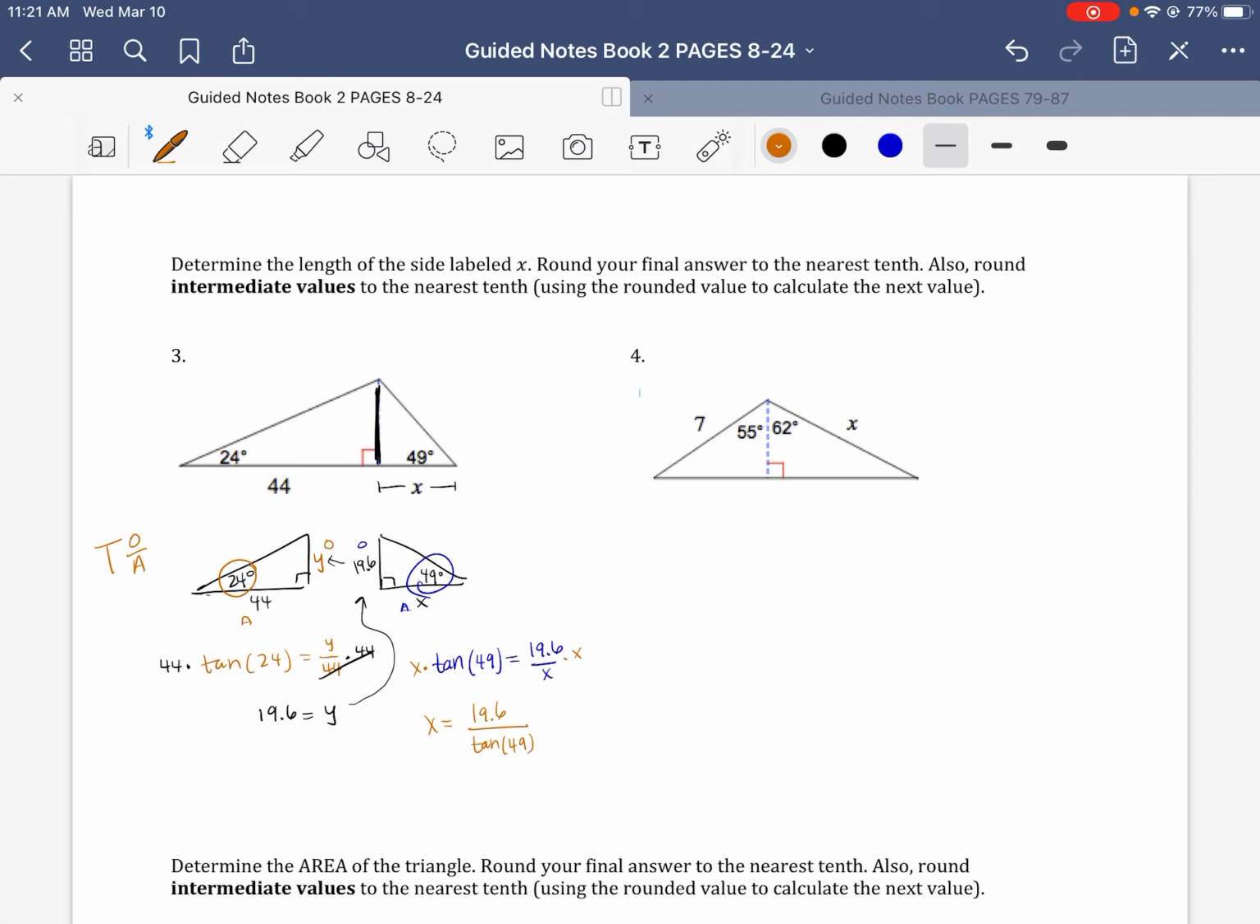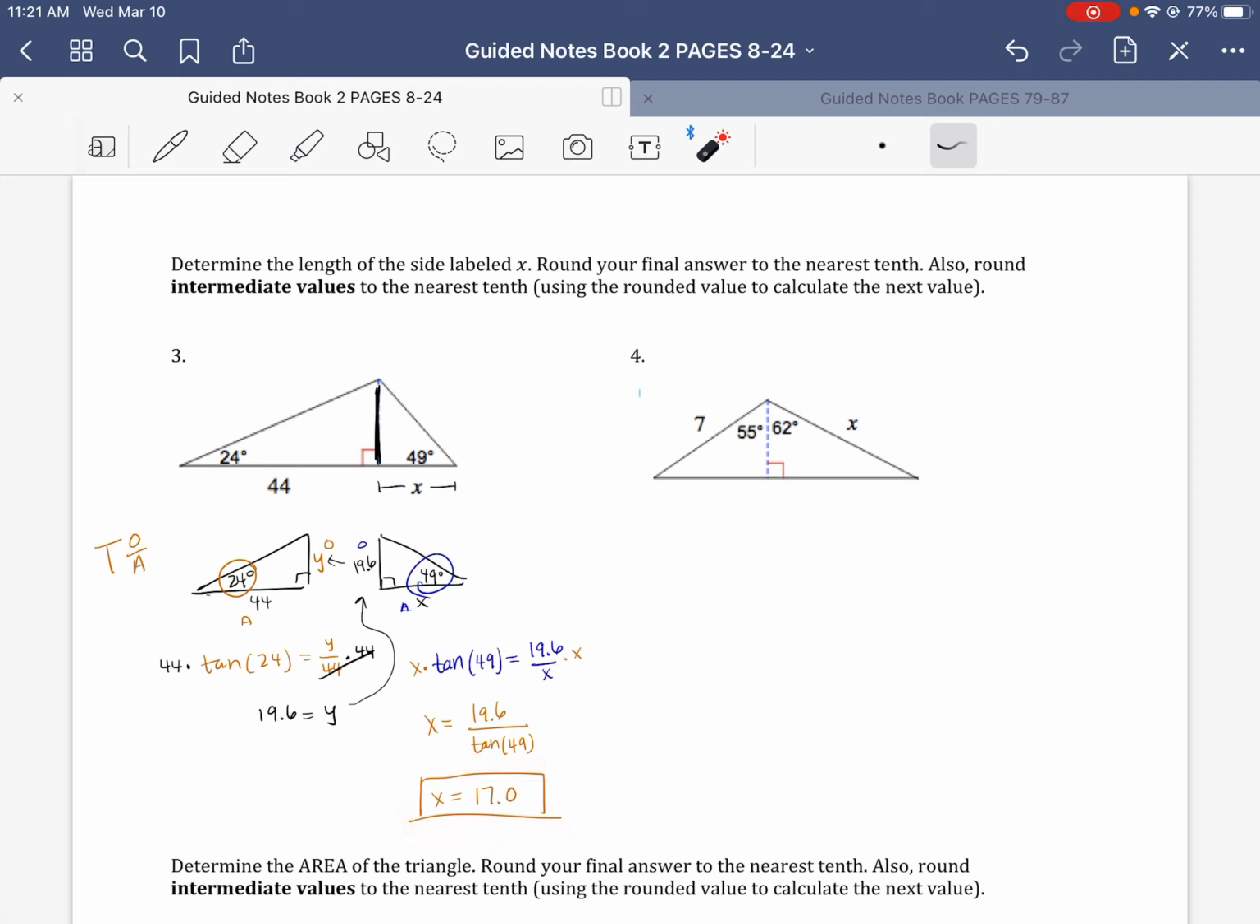And we get 19.6 divided by the tangent of 49. And if you plug that in your calculator, you should end up with about 17.0. Okay. If you need to watch that one again and again to make sure we're understanding how to build those two pieces to result in the one piece we want to find, I would do that.